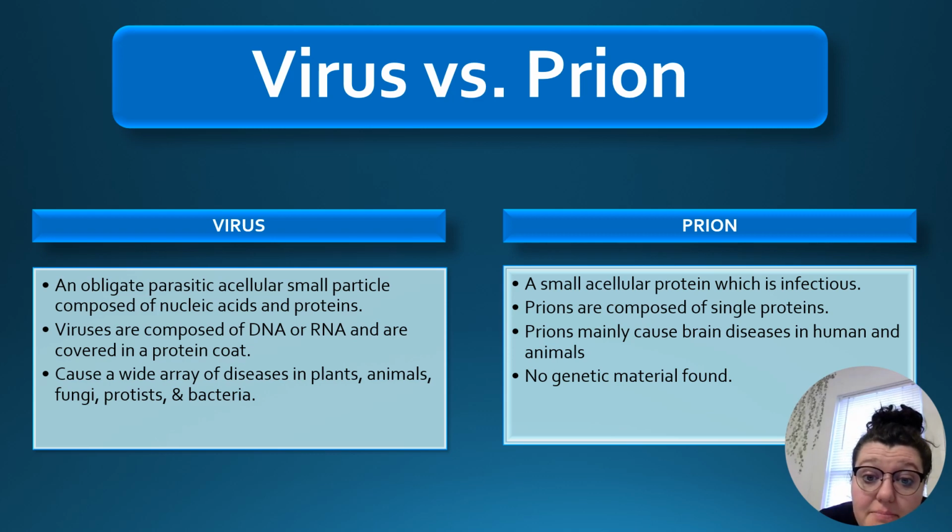A prion is actually a small acellular protein which is infectious. These are composed of single proteins. Prions mainly cause brain disease in humans and animals, and there's actually no genetic material found in a prion.